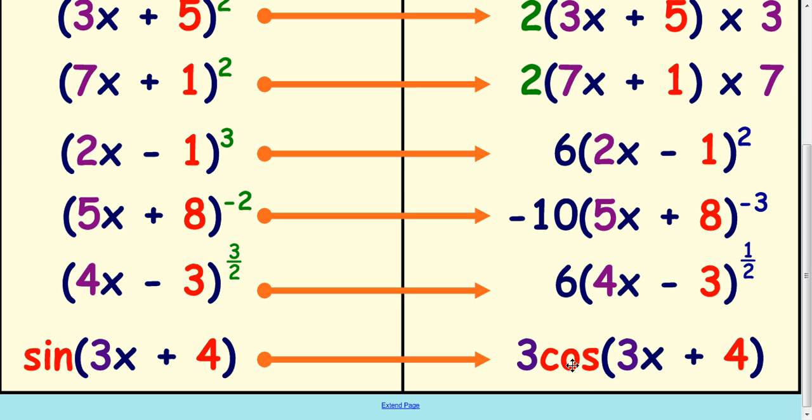This is known as the chain rule, but it's easier to see just doing this method here. And I'll show you that in more detail in the next lesson.